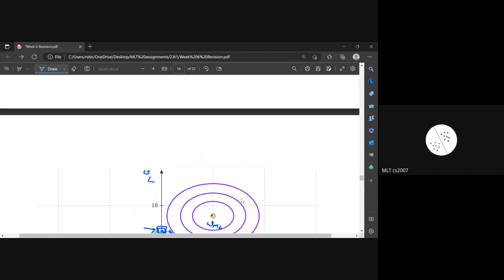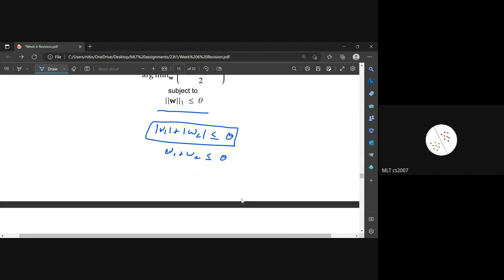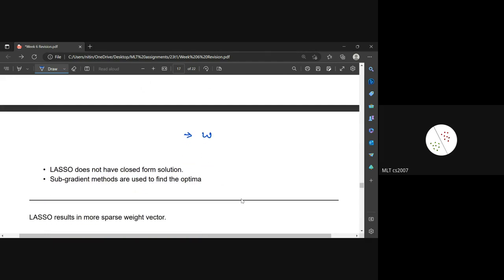That's why we choose the L1 norm. The L1 norm makes sure that weights become exactly zero. So your weight vectors are more sparse in the case of lasso. In the case of ridge, the weights come close to zero but not exactly zero, whereas in lasso there is a high chance that a weight will become exactly zero.